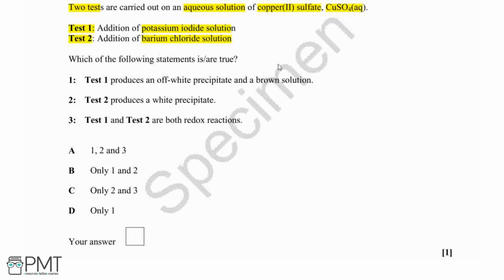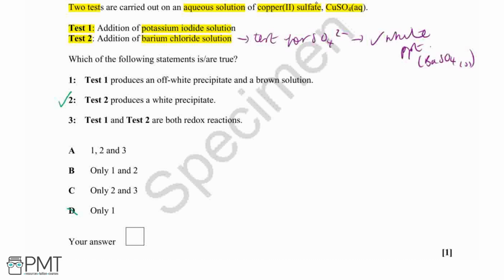This is test 2, and we use this to test for sulfate ions, which we have in our copper sulfate compound, and therefore we will see the positive test, which is the production of a white precipitate, which is the barium sulfate solid there. So that means that statement 2 is definitely correct. So from our options A, B, C and D, we can eliminate option D so far.